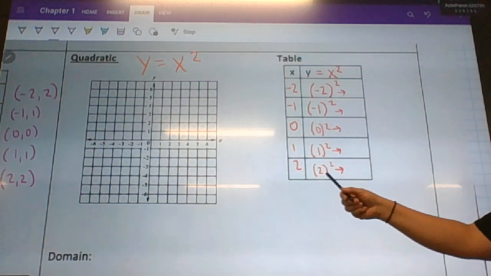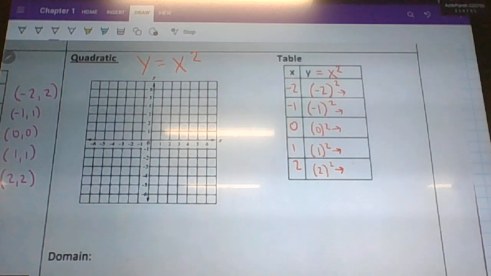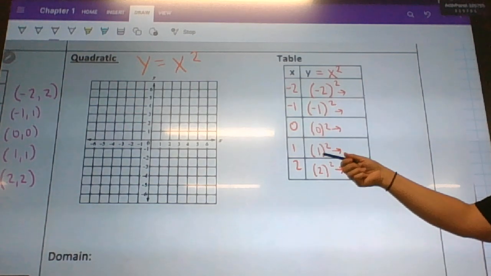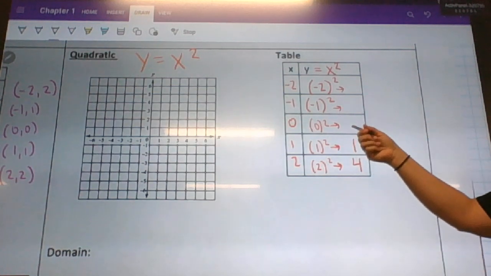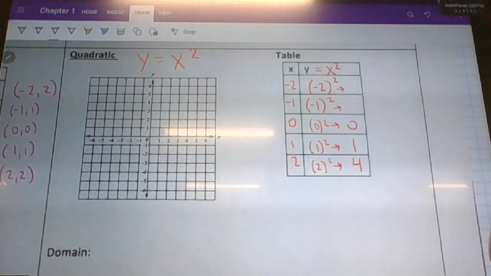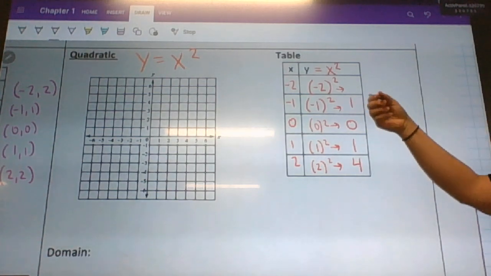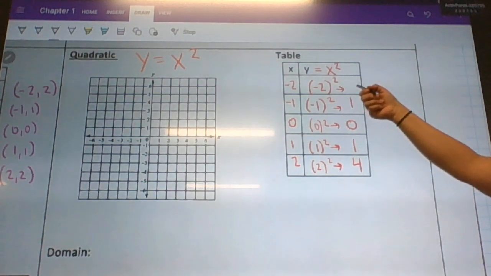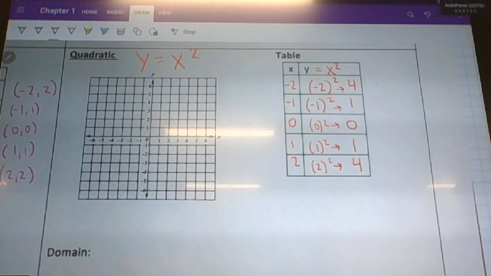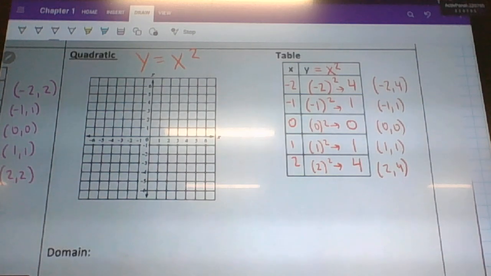Alright, what'd y'all get for 2 squared? What'd y'all get for 1 squared? What'd y'all get for 0 squared? Here's the 1. What'd you get for (-1) squared? +1 stays positive. What's -2 times -2? +4 stays positive. So our ordered pairs leave us with positive y values. So we're at (-2, 4), (-1, 1), (0, 0), (1, 1), (2, 4).